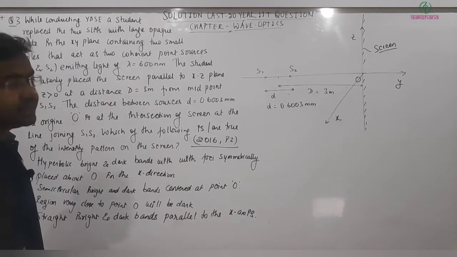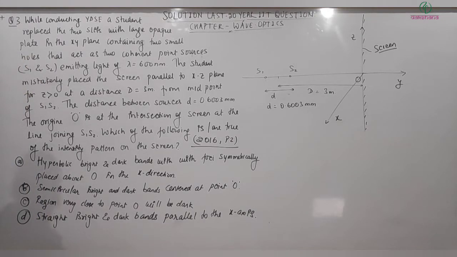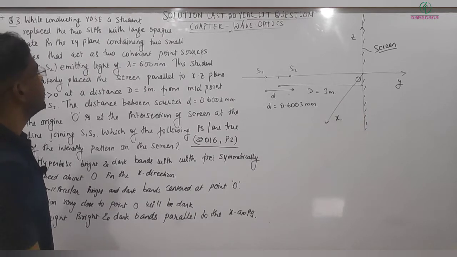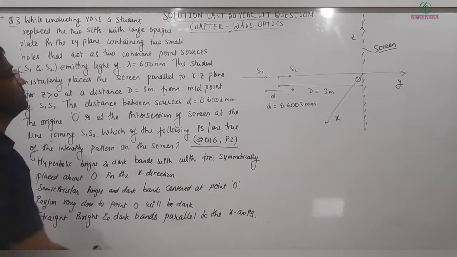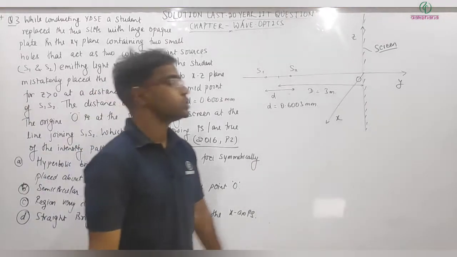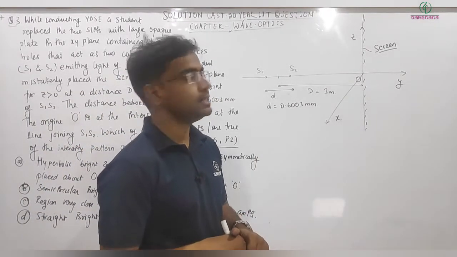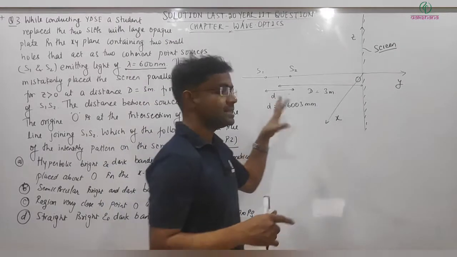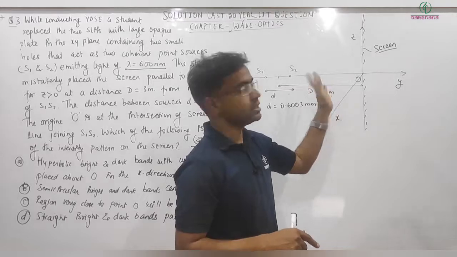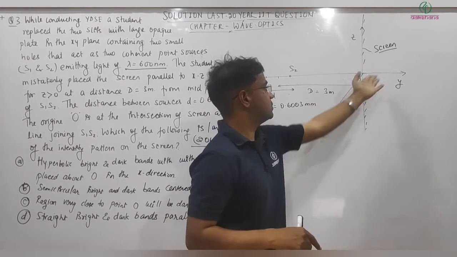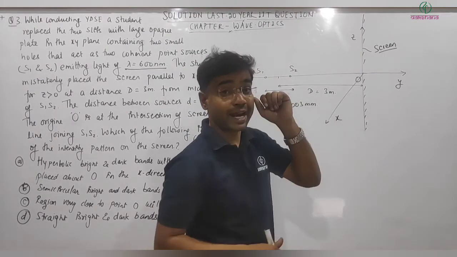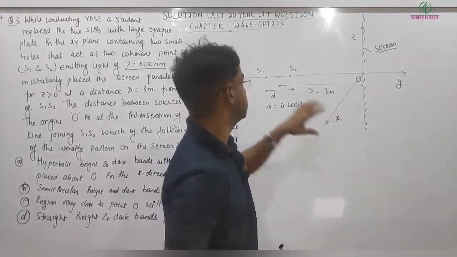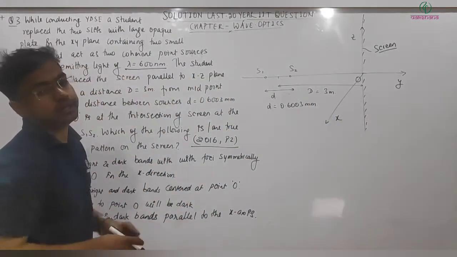While conducting YDSE, Young's double slit experiment, a student replaced the two slits with a large opaque plate in the XY plane containing two small holes that act as two coherent point sources S1 and S2 emitting light of wavelength lambda 600 nanometer. So while conducting the YDSE experiment, the student replaced the normal setup with an opaque sheet placed in the XY plane, and two holes in that sheet act as two coherent sources emitting light of wavelength 600 nanometer.